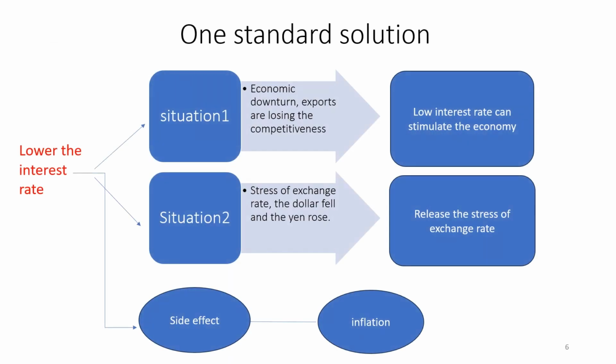So Japan was facing two difficulties. One is the economic downturn, because of the appreciation of the yen, the exports are losing competitiveness. And secondly is the stress of the exchange rate. The dollar fell and the yen rose. And there was only one standard solution to this situation, which is to lower the interest rate. It can solve situation one by stimulating the economy, and it can solve situation two by releasing the stress of the exchange rate. But simultaneously, it can bring a side effect, which is inflation.